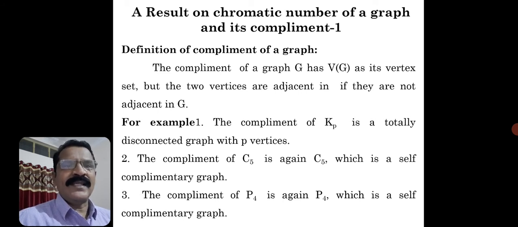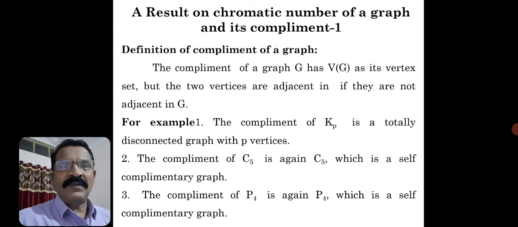So as I said, the complement of Kp. What would be the graph? The complement of Kp contains p vertices, but none of the vertices are adjacent. It implies it is a totally disconnected graph with p vertices.